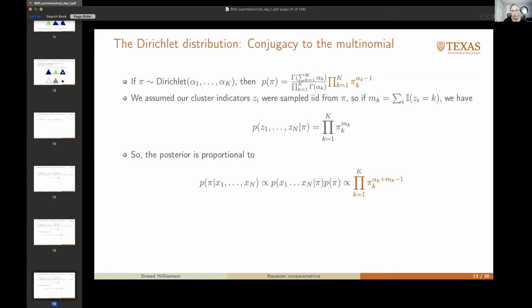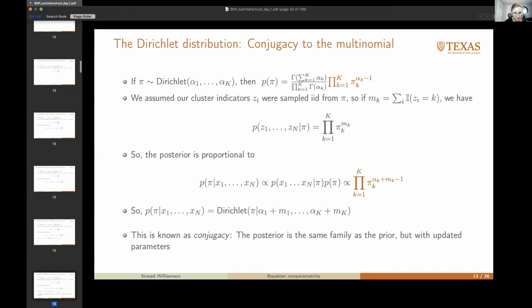So this means that it must be a Dirichlet distribution. It's proportional to a Dirichlet distribution with updated parameters. And we know that the only distribution proportional to a Dirichlet distribution is a Dirichlet distribution, because all distributions have to integrate to 1. So we know that our posterior is, again, a Dirichlet distribution with updated parameters. And this is convenient because we've managed to sidestep doing that integral in Bayes' law. So now we can easily do inference, update our distributions without having to integrate anything.